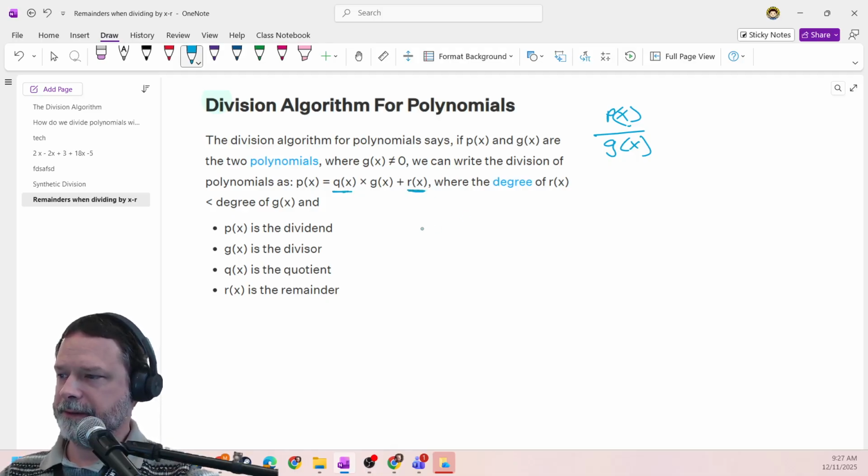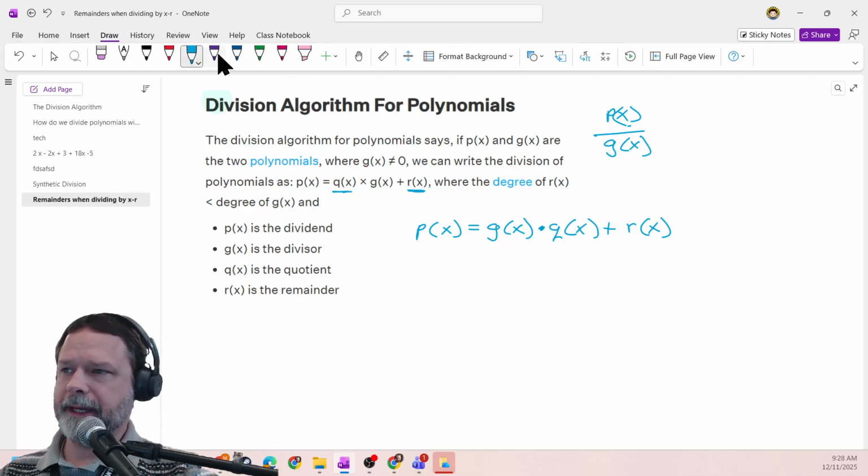So in other words, we can write p of x as, I like to put the g of x first, g of x times q of x plus our remainder polynomial, r of x.